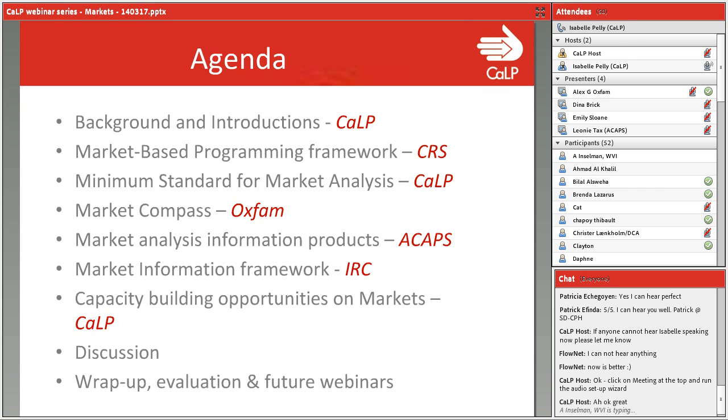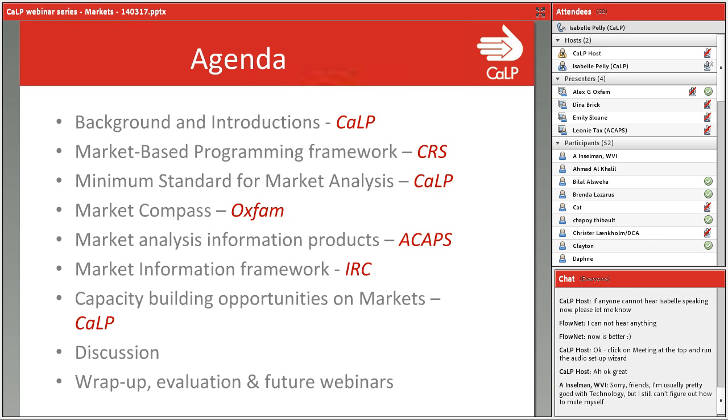So as you can see, we're basically taking a sort of program cycle approach. So looking first of all at some frameworks and theory, and then looking into, with the Market Compass, at the selection of tools, then at how the analysis might be used to inform programming decisions through the presentations by ACAPS and IRC. So I think that I will hand over now to Dina Brick from CRS, who will be presenting the new market-based programming framework. Over to you, Dina.